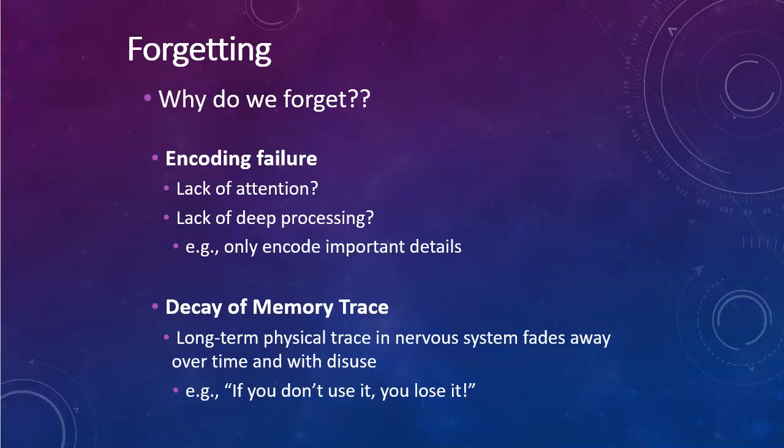We also could forget due to a decay of the memory trace. So long-term physical trace in the nervous system will fade away over time and with disuse. So this is where the idea of if you don't use it, you lose it comes from. In other words, you were properly able to encode a memory and it goes into long-term memory. However, because you don't use it, you're not recalling it and strengthening the connection to that memory, then over time, what your body's going to do is it's going to erase that memory because you didn't use it.